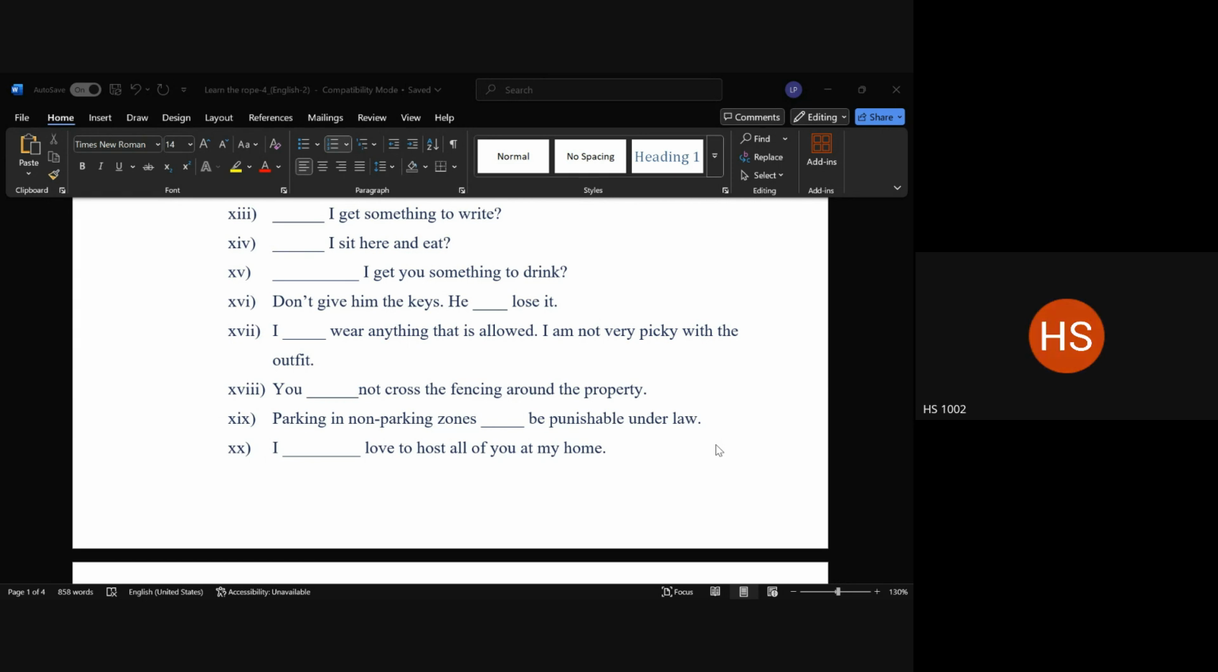Ma'am, is you must not needed here, possible? Sorry, needn't. You needn't cross the fencing. Yeah, you can say need not cross the fencing also. Semi modal. Can we use dare? Which one? Sorry. You dare not cross the fencing. But there is not a modal verb, no? Where is the modal verb there?